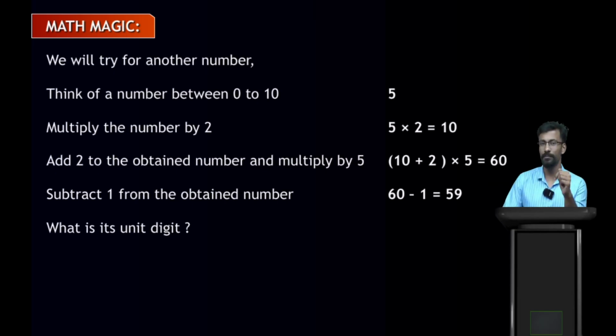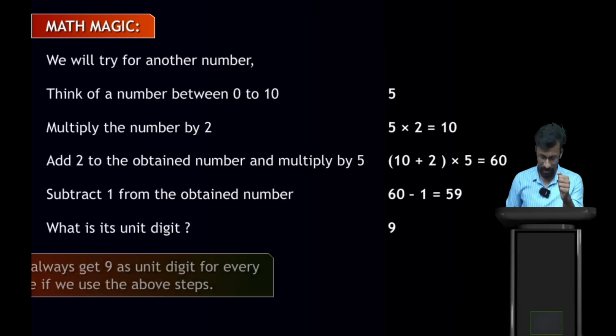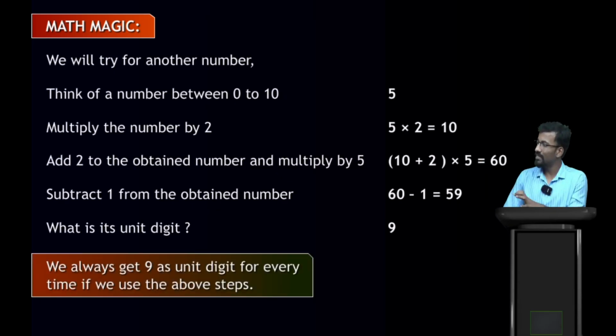So what is its unit digit? Students, for 59, what is its unit digit? 5 or 9? Which one? Nice, the answer will be 9. The rightmost digit will be the unit digit, all of you know. So we will get 9. So we always get 9 as the unit digit every time we use the above steps.